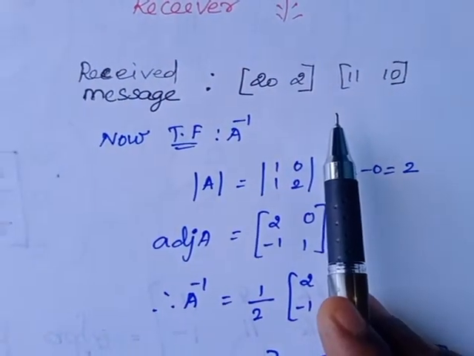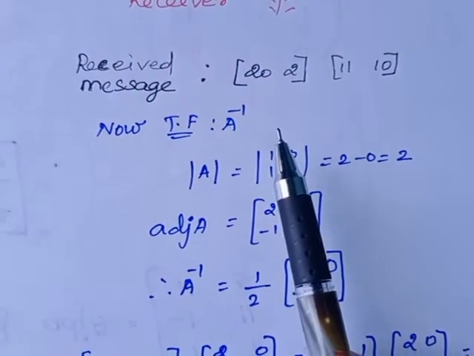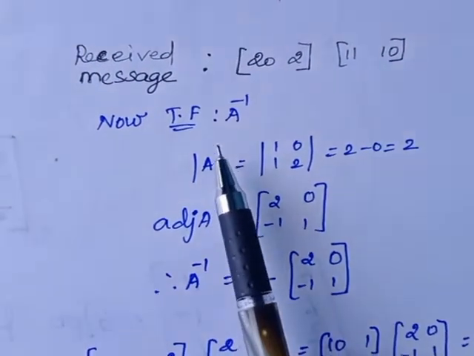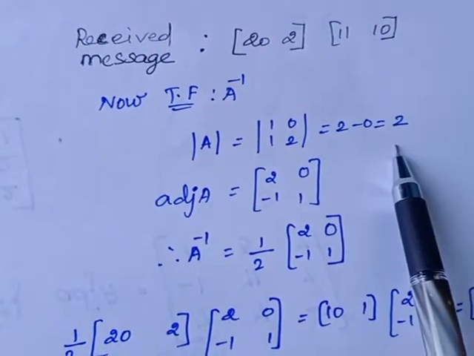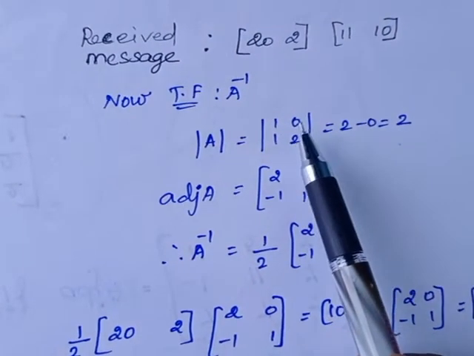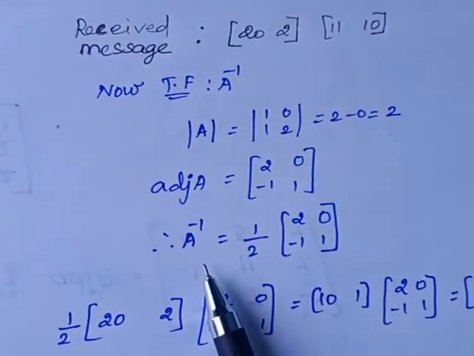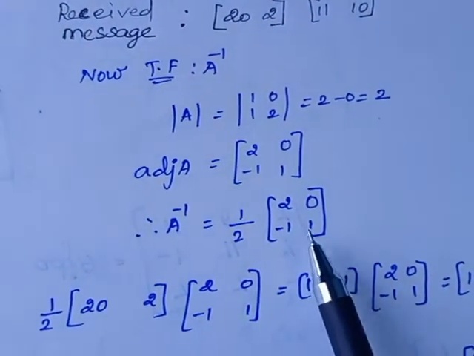Now he wants to retrieve the original message, which means he needs the inverse of the encryption matrix. So first I have to find the inverse. The determinant of A we get is 2. Adjoint A is just interchanging the main diagonal elements and changing the sign of the other elements. So the A inverse matrix is 1 by 2 into 2 0 minus 1 1.